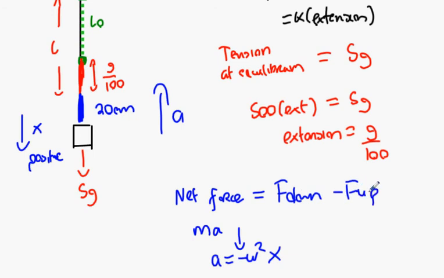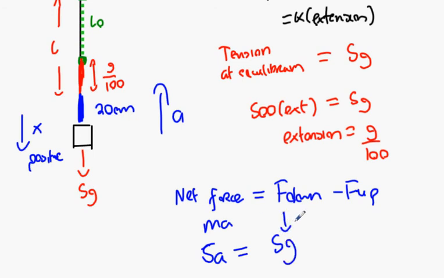Okay, and now we're going to set up that system. Net force is ma. What is ma in this question? The mass is 5a. What's your force down? The only thing going down is what, guys? The 5g is the weight going downwards.